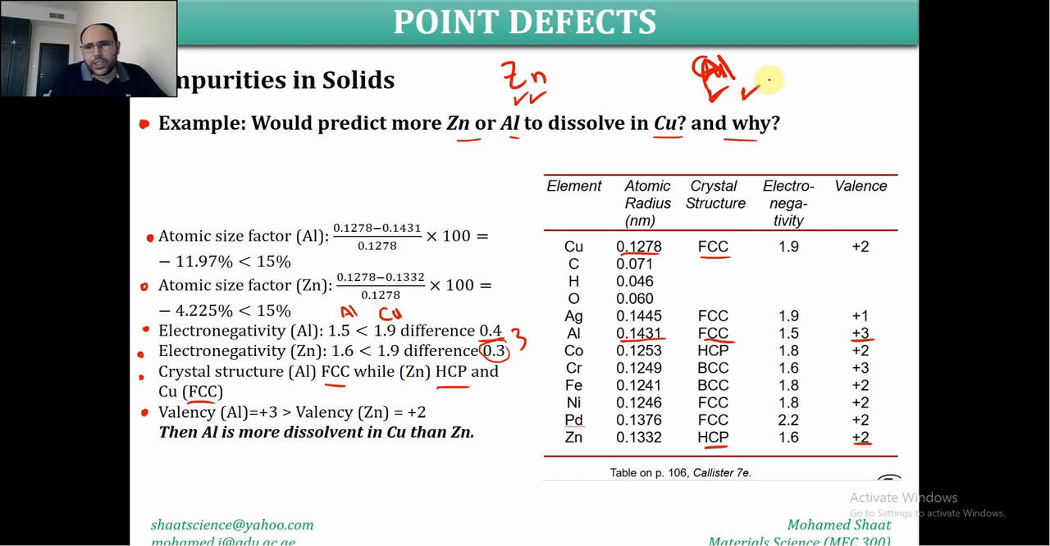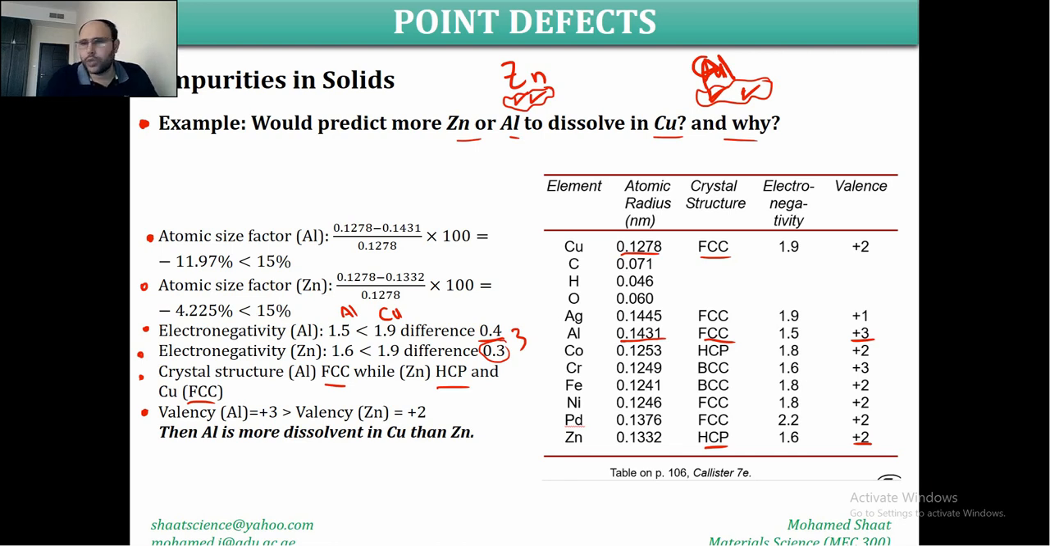So as you can see, we got 2 points for aluminum according to two conditions, the crystal structure and the valence, and for zinc we got another 2 points from the other two conditions, the atomic radius and the electronegativity. So they are even. Zinc is better in 2 conditions, and aluminum is preferred according to the other 2 conditions.